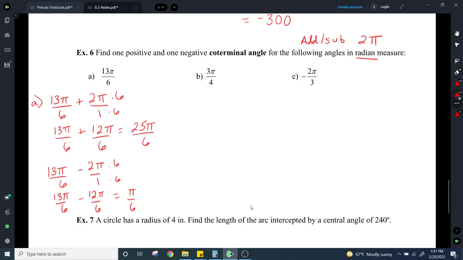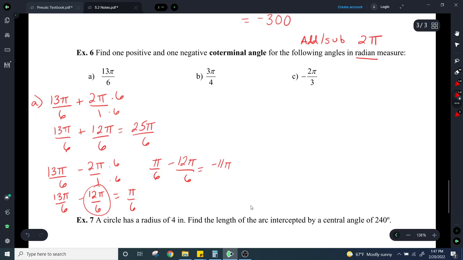So to do that, I'm going to repeat the process. So take your pi over 6 that you're at and subtract the 2 pi again. Remember what 2 pi was? 2 pi was 12 pi over 6. So subtract 12 pi over 6 again, and that gives me a value of negative 11 pi over 6.